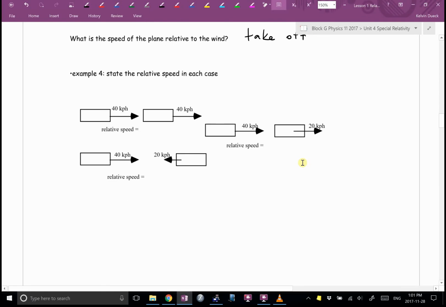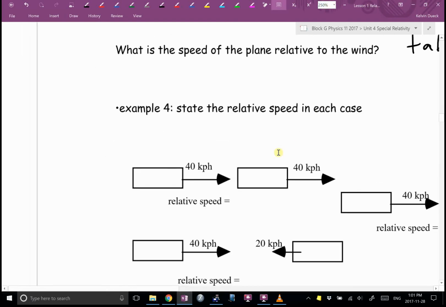All right. State the relative speed in each case. We don't care about negative or positive, just the relative speed in each case. So we're going to start off with these first two trains that are each going 40 kilometers per hour. What's their speed relative to each other? This is meant to be really obvious. Don't overcomplicate it. 0.